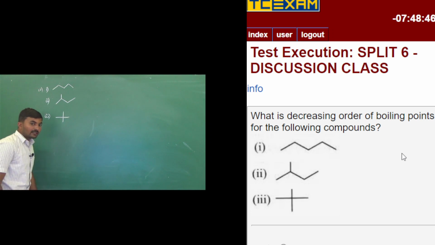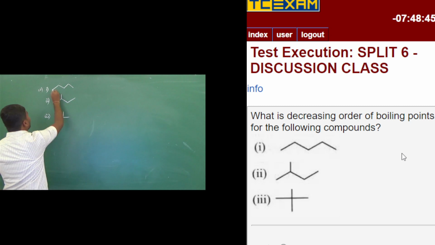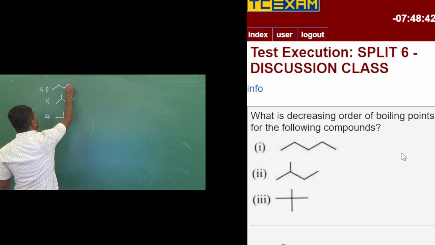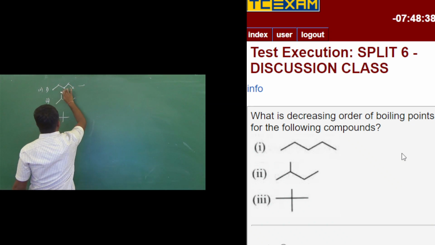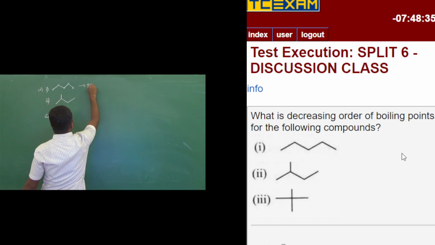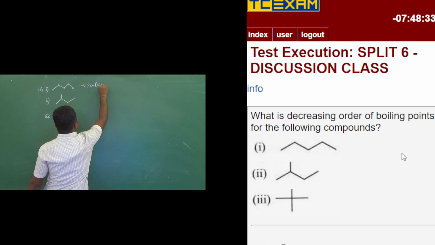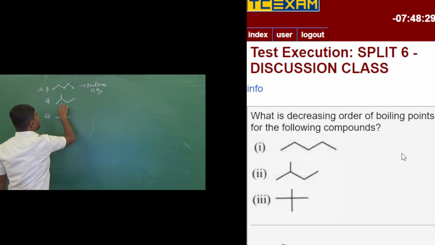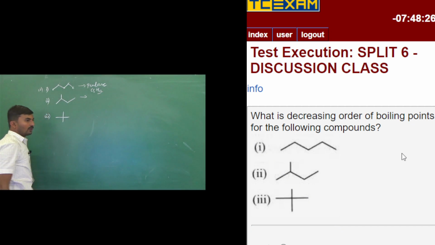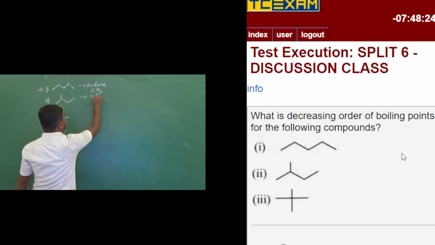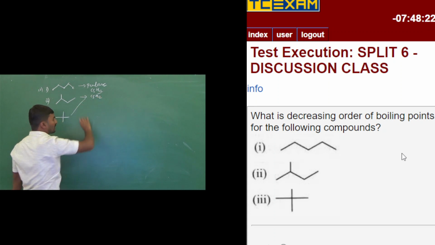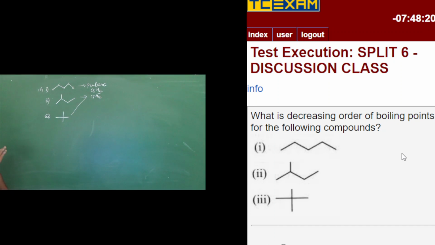So when we look into the examples, this particular example consists of 5 carbon atoms with a saturated chain: 1, 2, 3, 4, 5 carbon atoms. This is the structure of pentane. Pentane is C5H12. This is also having a C5H12 configuration, and this particular structure also is having C5H12, but all these differ with respect to their structures.